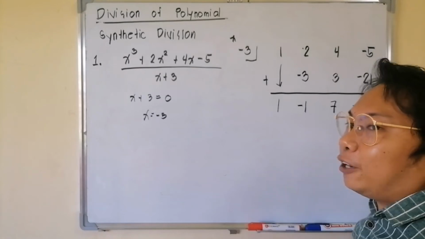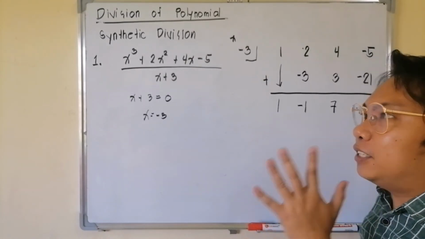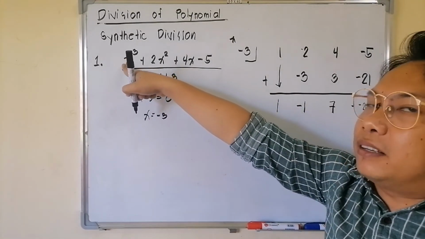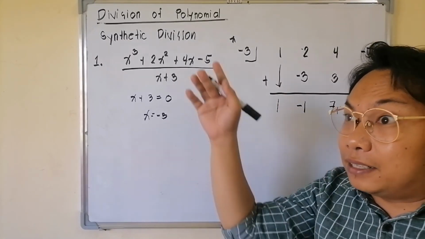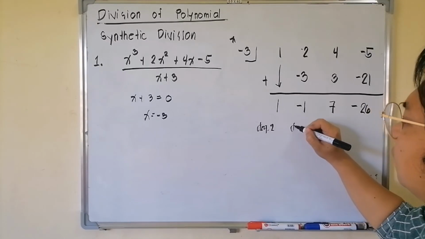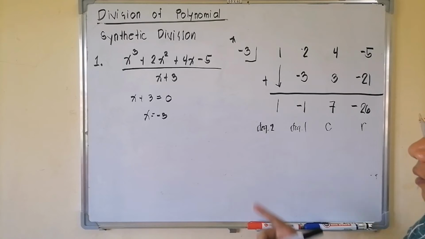And take note that the numbers up here in the first three columns are the numerical coefficients of your quotient. And your quotient should be 1 less than the degree of your dividend. So therefore, since our dividend here is x cubed, your quotient should be 1 less than the degree. So this is now the degree of 2. This is the degree of 1. This is your constant, and that is your remainder.